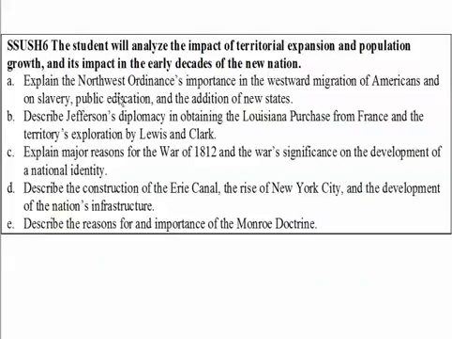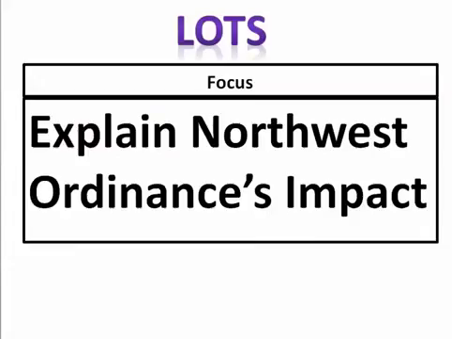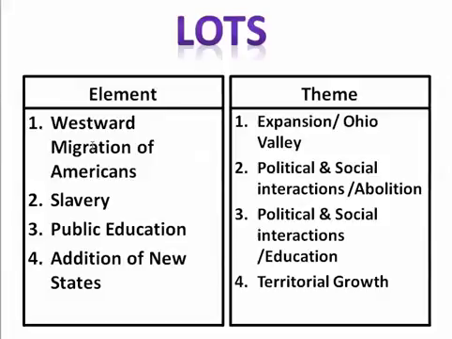Alright, so let's look at Standard 6. The student explains the westward migration of Americans, there's 1. On slavery, 2. Public education, 3. And the addition of new states is 4 different things. So our focus here is on, we have to explain Northwest Ordinance impact. Okay, the impact of the Northwest Ordinance. So we have 4 elements. Westward migration of Americans, and the theme there is going to be expansion in the Ohio River Valley. 2, slavery, and that's going to be political and social interactions, beginning of abolitionism or the ending of slavery. 3. Public education, political and social education, public schools, and the addition of new states.